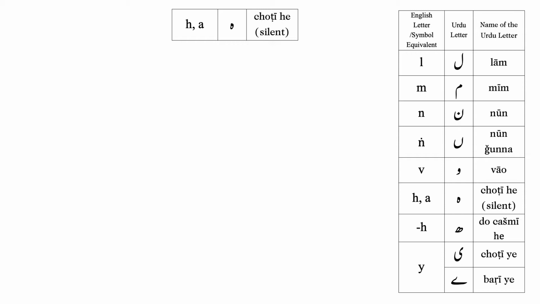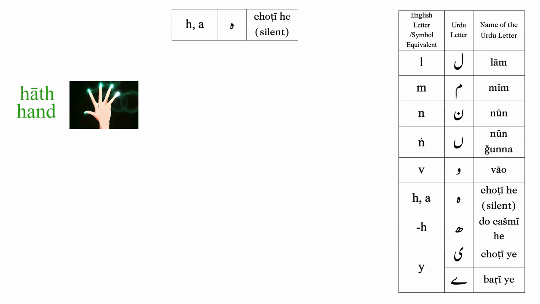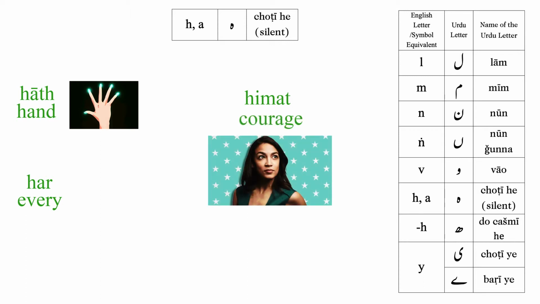Our first word, starting with choti hai, is hat. Hat means hand. Next we have har, which you might recall means every. So roz means day, and if I say har roz, then it means every day. And finally, we have himmat. Himmat, which is not an easy word, but it means courage.